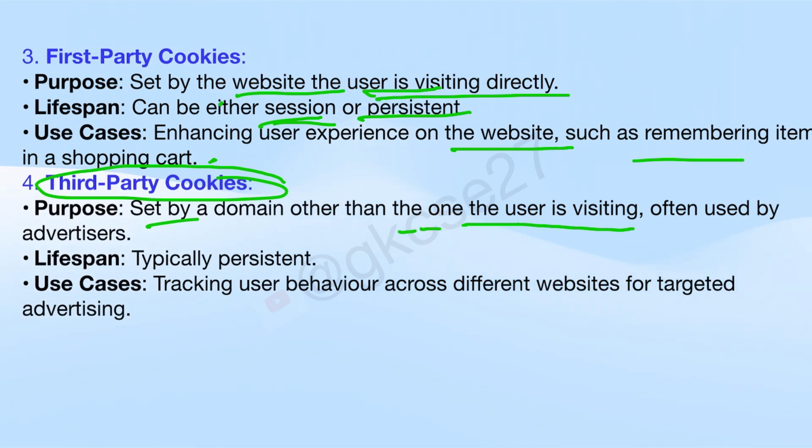Its lifespan is typically persistent. So until you delete your browser data or cookies, this will stay forever in your system. So this is persistent. Use cases: tracking user behavior across different websites for targeted advertisements. So this is mainly for advertising.